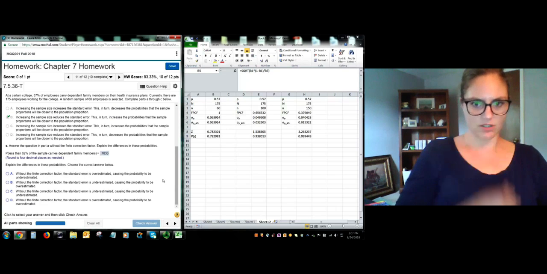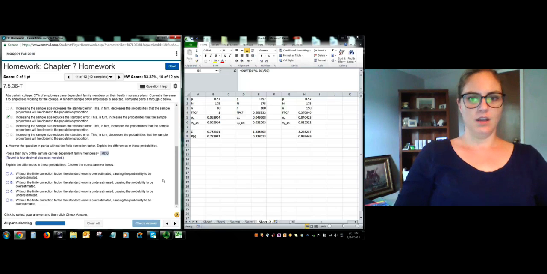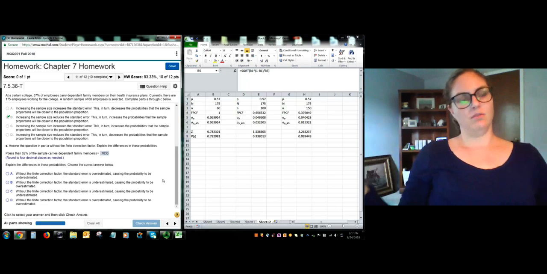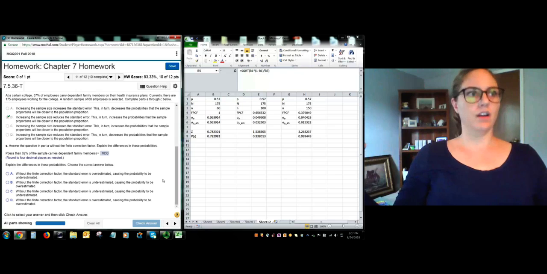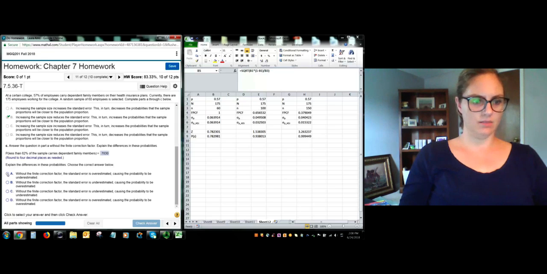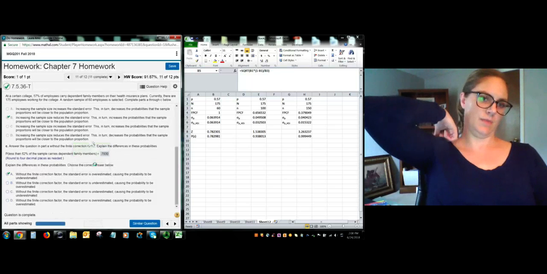And without the population correction factor, it seems that the standard error is definitely overestimated. Okay, it's not properly adjusted for it being a small, finite population. Recall that the central limit theorem and sampling theory assume the population is infinite. So it's overestimated, and it causes the probability to be underestimated. Okay.